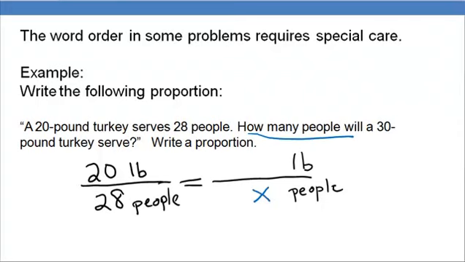Will a 30-pound turkey serve? So the 30 should go up on the numerator. So now we know how to write proportions. We will get ready to solve some.